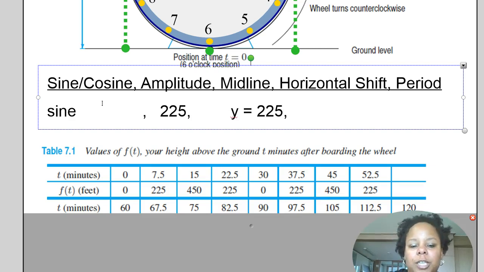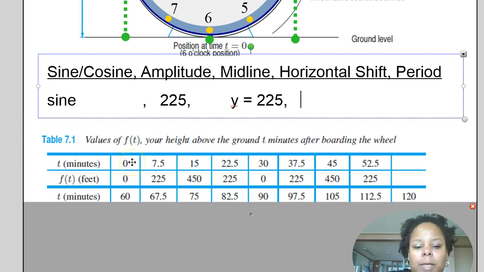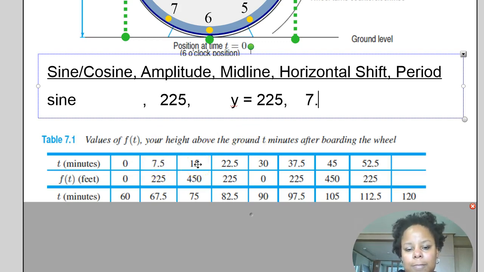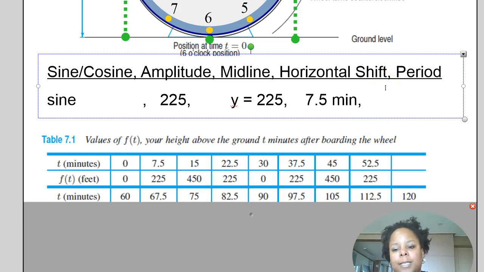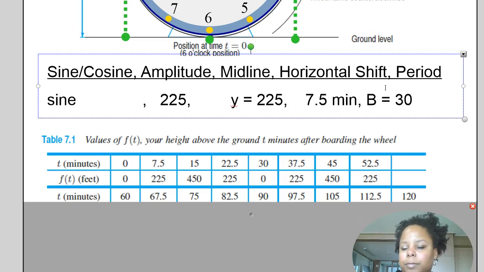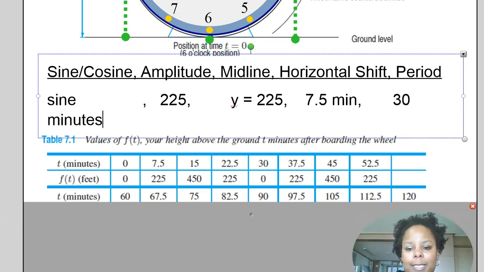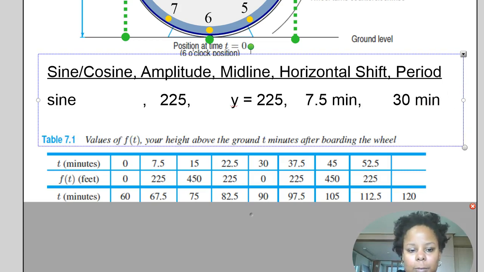And the horizontal shift can be told because the graph moved over, if we can see, 7.5 minutes. And the period was every 30 minutes. So our period is 30 minutes. So how do we represent that as an equation?